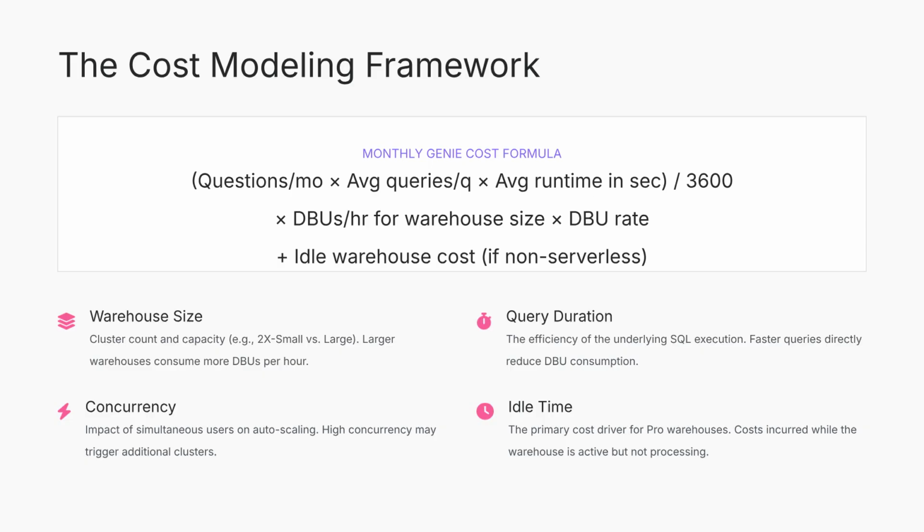Let's make this real with a formula and a live example. The monthly Genie cost looks like this. Questions per month times average queries per question times average query runtime in seconds, divided by 3,600, times DBUs per hour for your warehouse size, times your DBU rate. Plus any idle warehouse cost if you're on Pro.